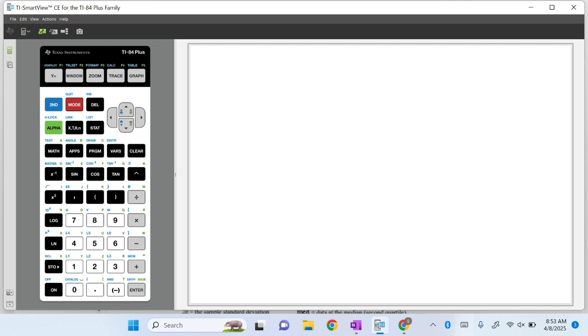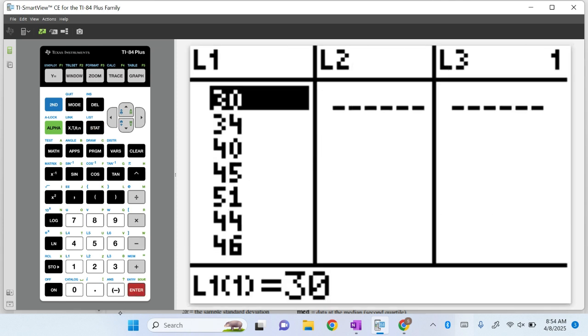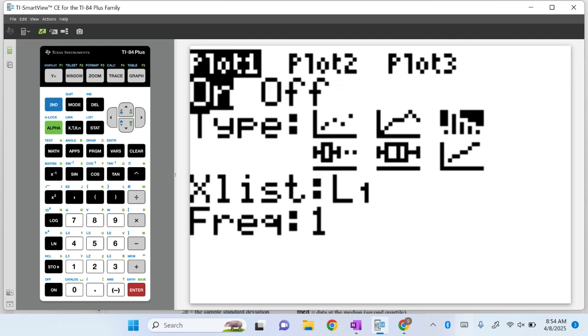First thing you're going to do is hit stat and then edit. In L1, you insert all the data that they gave you, which I already did, so you don't need to do it right now. Then hit second and the Y equals key. Make sure that the first one, plot 1, is on. If it's not, hit enter and make sure on is highlighted.